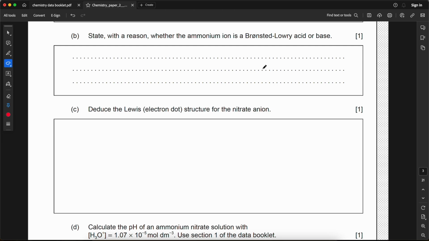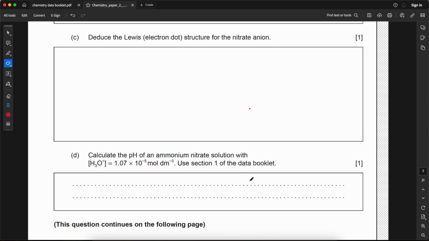State with a reason whether the ammonium ion is a Bronsted-Lowry acid or base. This is the ammonium ion. So it has an extra proton, so it wants to give this up. It cannot accept another one. So it will be a Bronsted-Lowry acid, as it can donate a proton.